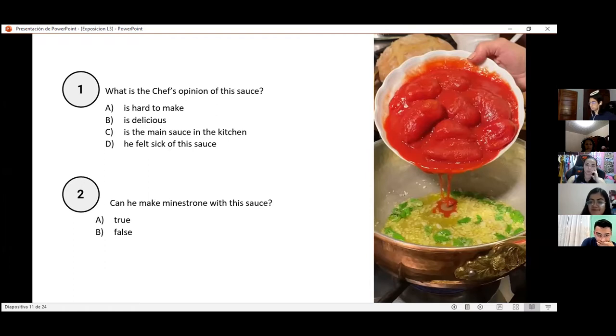Okay. What is your answer? C. It's the main sauce in the kitchen. Are you sure of this? What do you mean? What does main sauce mean? Main in Spanish is the principal, la más importante. Yes. Okay, are you sure? Yes. Okay, well done. Yes, the C is the correct answer.